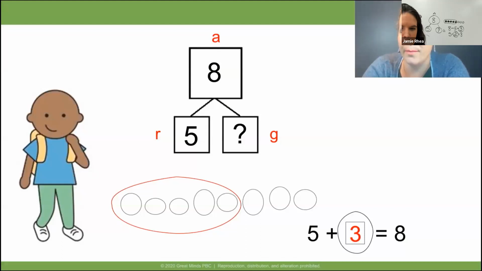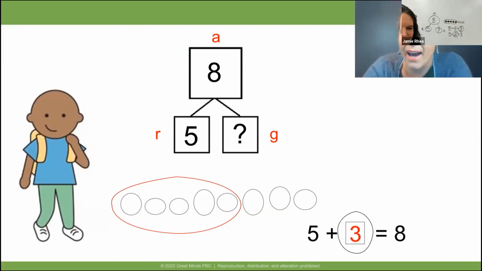Let's see how Elijah solved the problem. Take a moment to look at his work. What do you notice and what do you wonder? I noticed that his looks very similar to ours. In Elijah's number bond, he wrote the total, which was 8, and labeled it A for apples. He also wrote the part that he knew, which was 5, and labeled it R for red. He put a question mark in the mystery box and labeled it G for green because that is the part that is unknown. In his simple math drawing, he circled the part that he knew, which was 5. The leftover circles represent the number of green apples.